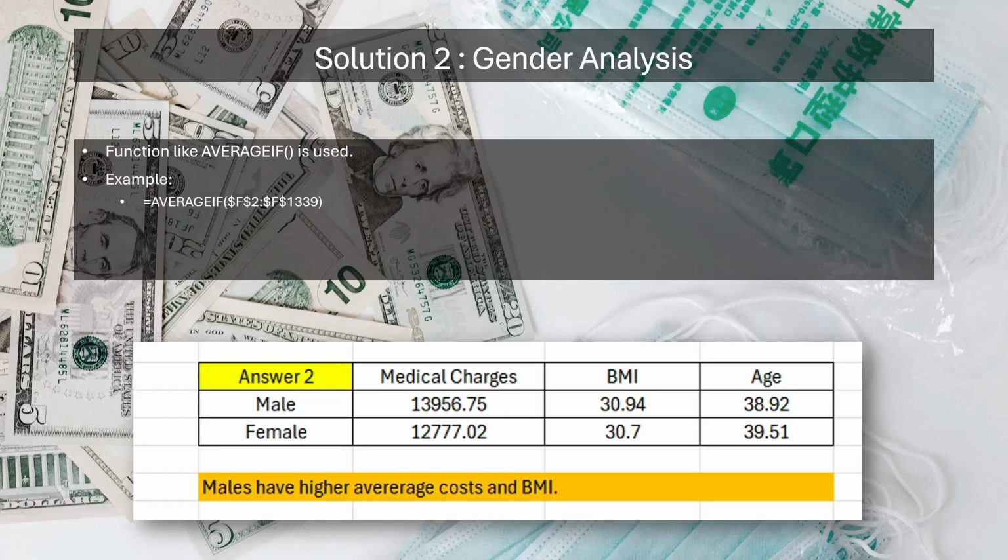The next question was gender analysis. I used the AVERAGEIF function to calculate an average if a certain condition is met. For males, the medical charges were $13,956 on average, while for females it was lesser. You can see that BMI is also less for females, while the BMI of males is higher on average. The average age of females is more than that of males. So the conclusion was that males have higher average costs and BMI than females.